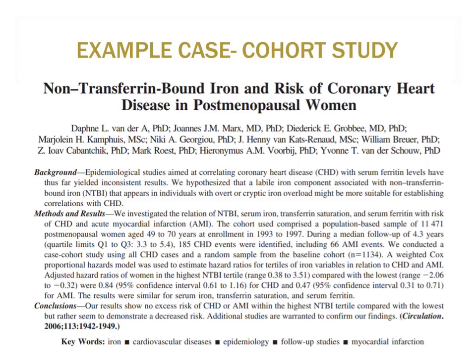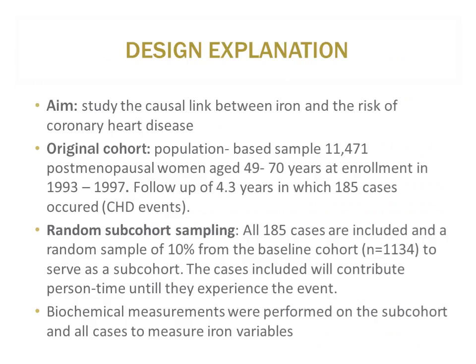This is an example of a case cohort study which is titled The Non-Transferrin Bound Iron and Risk of Coronary Heart Disease in Postmenopausal Women. The aim of this research was to study the causal link between iron and the risk of coronary heart disease. The original cohort was a population-based sample of 11,471 postmenopausal women aged 49 to 70 years, and they were enrolled in 1993 to 1997. They were followed up for 4 years in which 185 cases occurred, which were defined as coronary heart disease events. The final sample included all 185 cases and a random sample of 10% from the baseline cohort to serve as a subcohort.